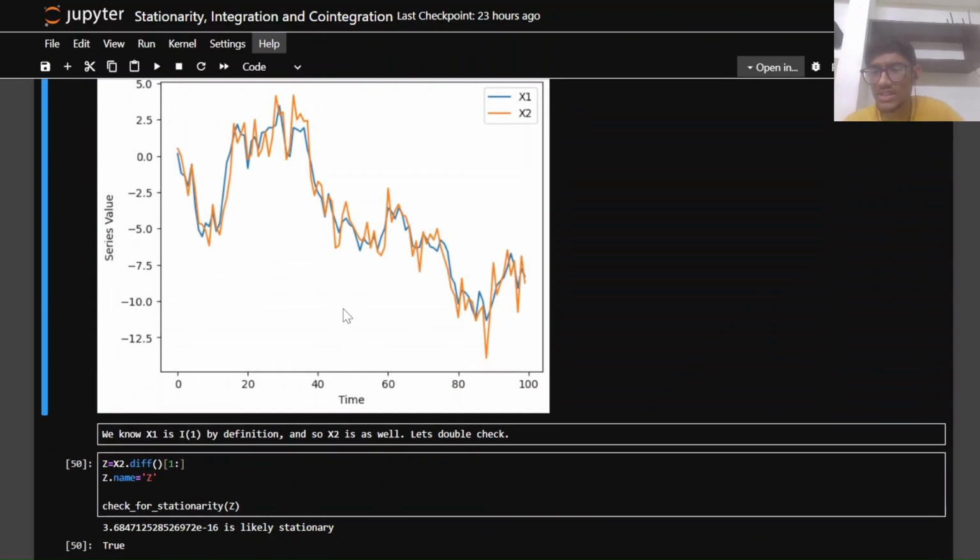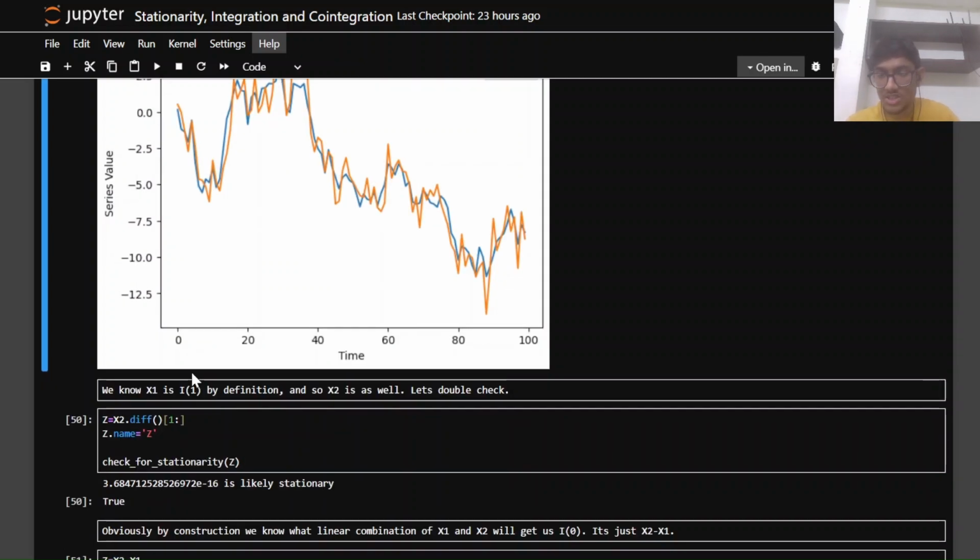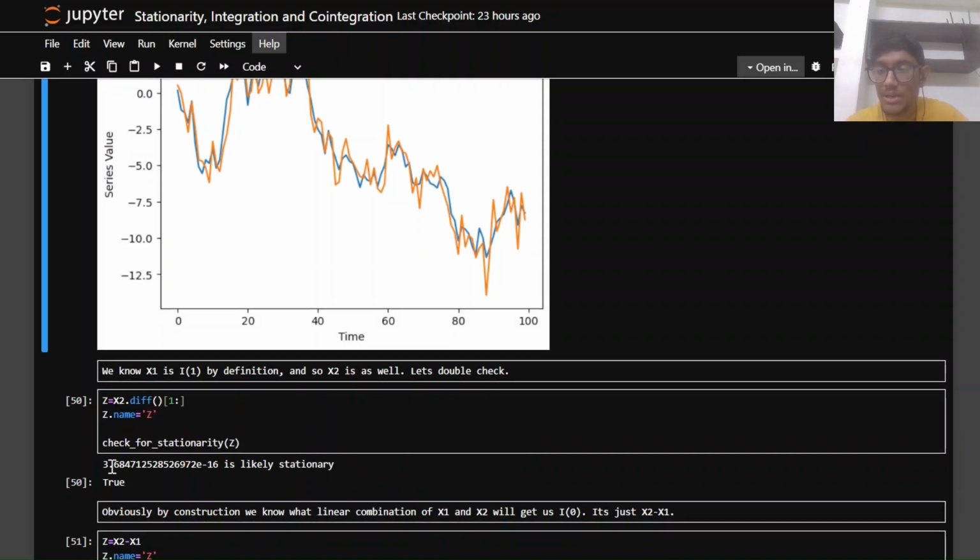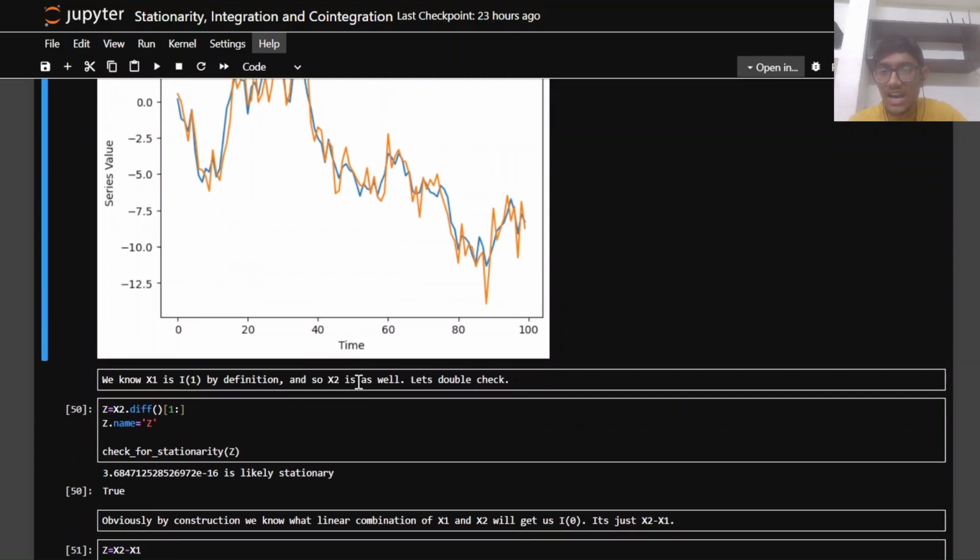We know by definition that x1 is I(1) because it is built by cumulatively summing up elements from an I(0), or a stationary time series, and it's obvious that x2 will be as well. For completeness' sake, let's double check. I'm trying to prove that my x2 is I(1), so let me prove that the x2 diff, or the first order difference, is going to be stationary. So I write z equals x2 diff, taking elements from the second element, and after checking for stationarity I get my p value to be very small, 3.6 times 10 to the power minus 16, and so it is likely to be stationary, and hence our x2 is also I(1).